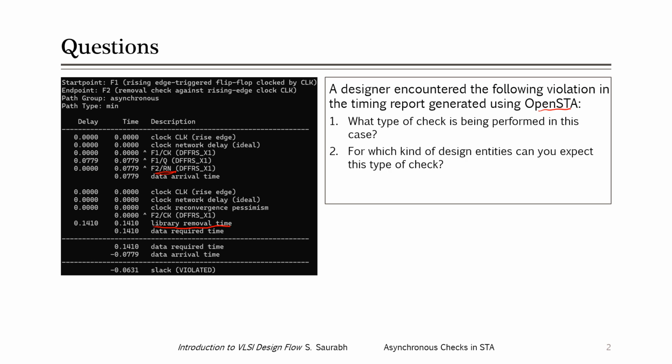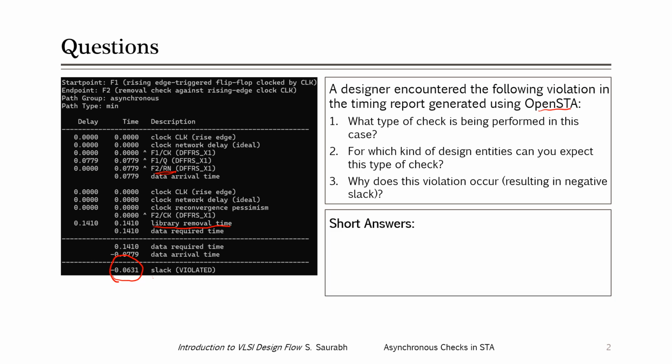So the first question was, what type of check is being performed in this timing report? The second question was, for which kind of design entities can you expect this kind of check? And the third question was, why does this violation occur? You see that there is a slack which is negative. It means that it is violated and there is probably a problem in our design which a designer needs to fix.